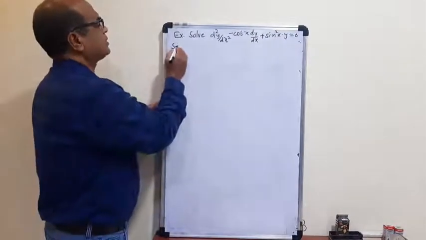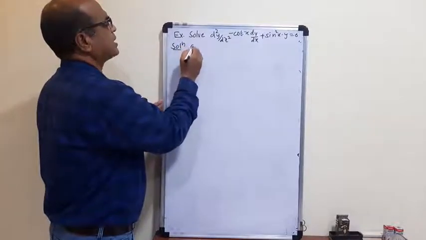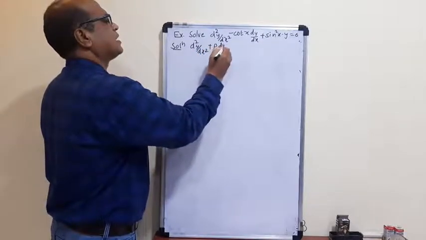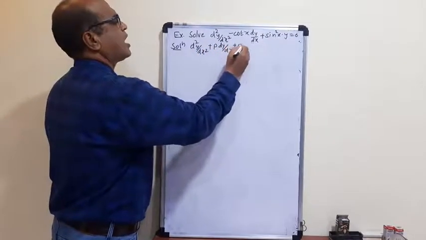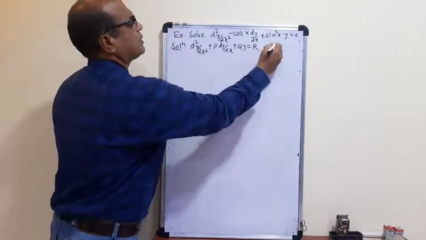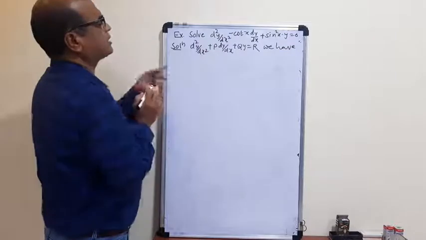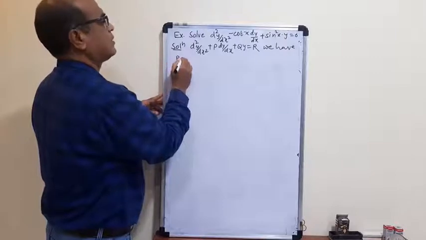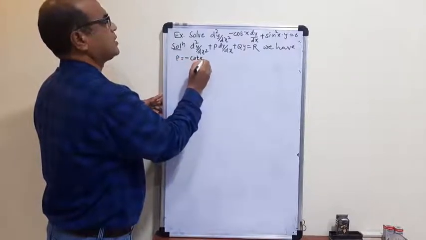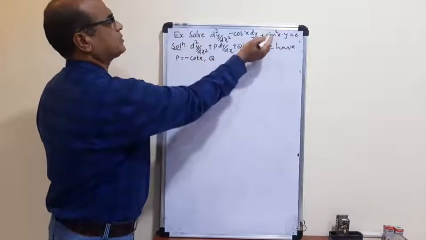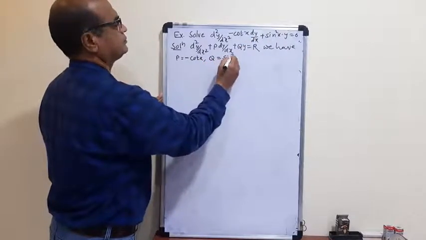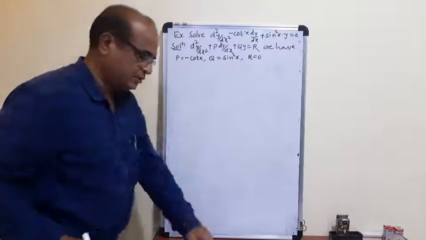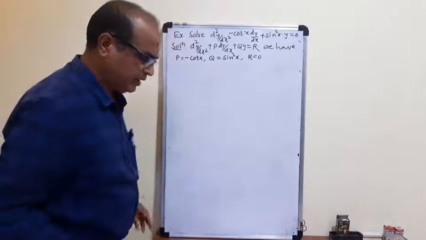Solution. We compare this differential equation with the standard equation d2y by dx square plus P dy by dx plus Qy is equal to R. So we get the values of P. What is P? Compare this differential equation with this. P is equal to minus cot x. What is Q? Q is equal to sin square x. What is R? R is equal to 0 here. So after comparing, we find the values of P, Q and R.